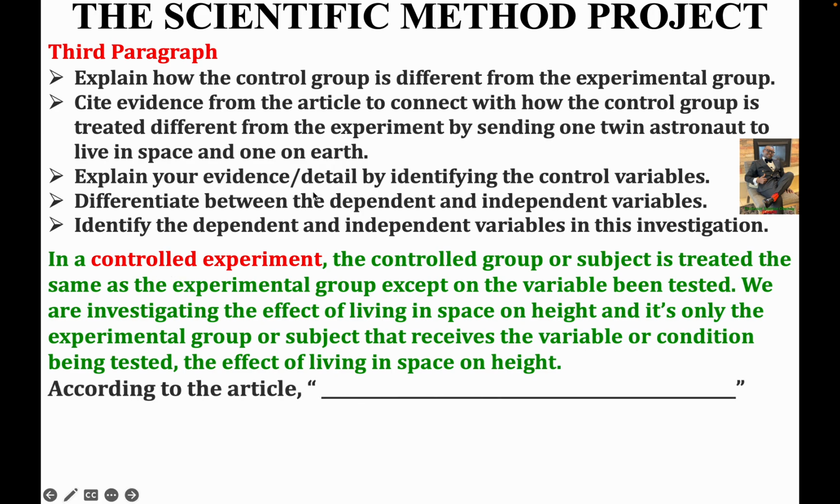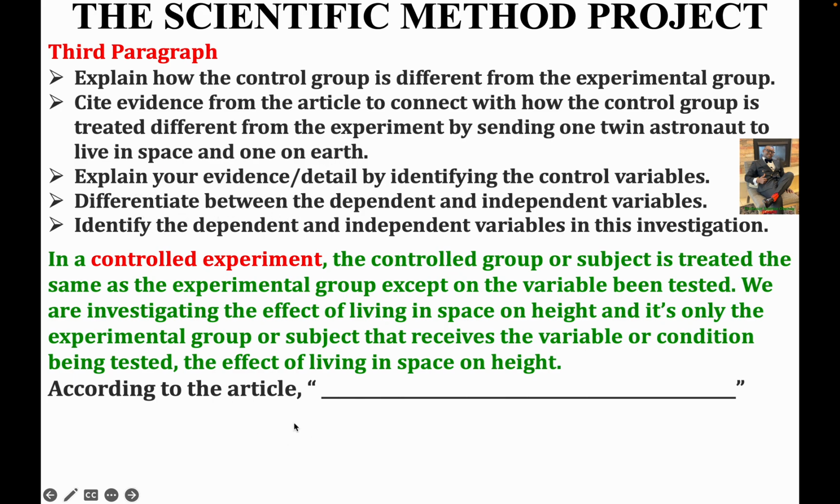The next is explain your evidence. So you need to cite evidence from the article to connect with how the control group is treated differently from the experimental group by sending one twin astronaut to live in space and one to stay on Earth. Okay? So you need to cite evidence to support the control group and the experimental group, and the fact that the experimental group went to live in space. So that's the evidence. When you read the article, that's what you are searching for. That's the evidence you need to search for. All right, let's continue. Let's move on.